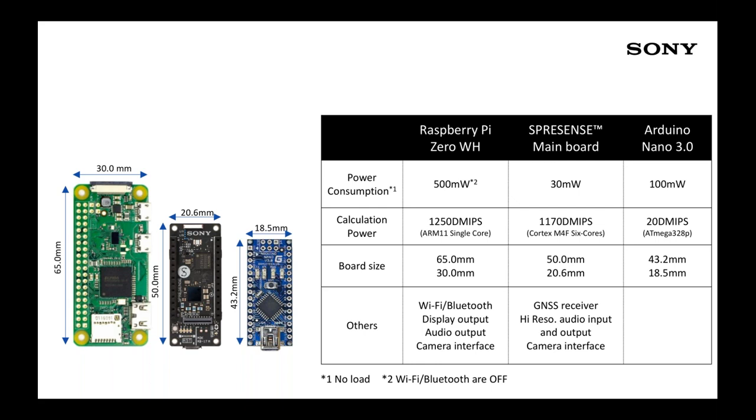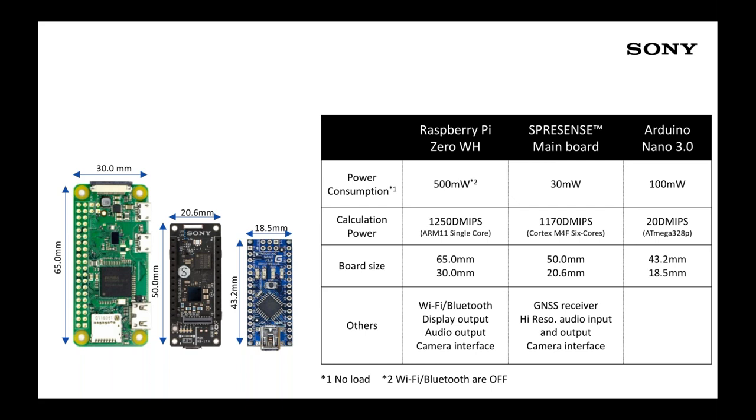So look at the power consumption. Spresense is the column in the middle. The power consumption for Spresense is 30 milliwatts, 30 milliwatts with 6 cores. If you compare it to Raspberry Pi, it is 500 milliwatts. And by the way, when I say power consumption, it means there is no load. And for the Raspberry Pi, I put a star 2 up there.